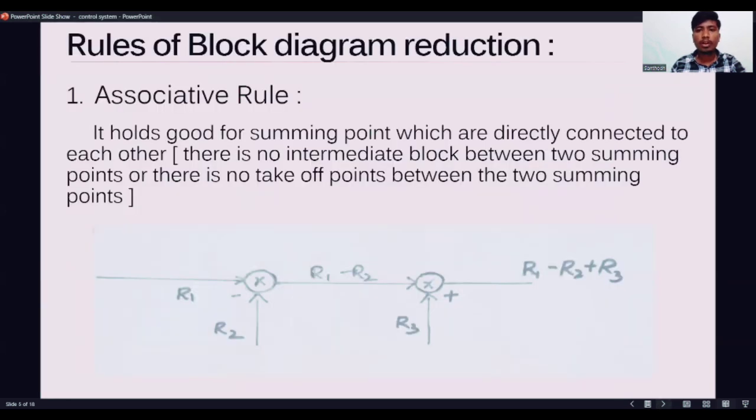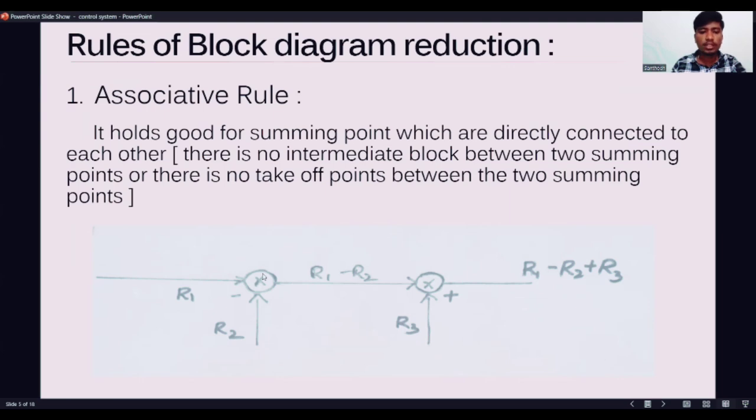So, the rules of block diagram reduction. The first rule is the associative rule. It holds good for summing points which are directly connected to each other. That is, there is no intermediate block between the two summing points, or no takeoff points between the two summing points. Here is the block diagram of the associative rule.